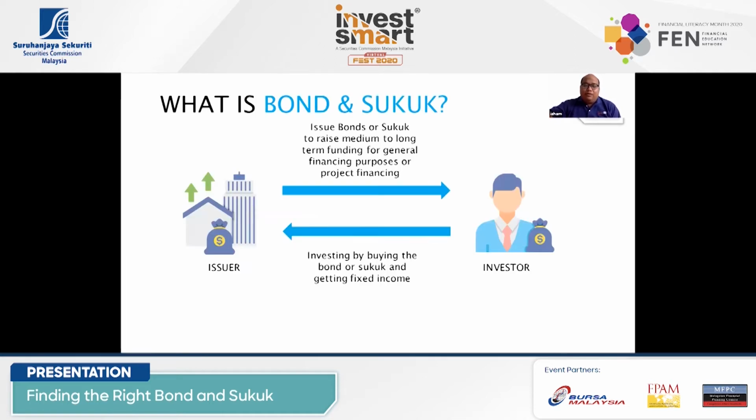Basically for an organization or a company, there are two ways that they can raise funding. First is through the stock market, where they sell their shares. The second one is through the bond market. In the bond market, the company that wants to raise financing will be an issuer where they issue bond and sukuk. An investor will be the one giving this money to the issuer in return for a fixed kind of return. This is where the coupon comes in.